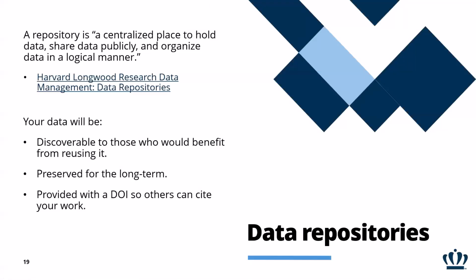One aspect of data sharing is making the data associated with your research project articles publicly accessible. It's best practice to use what's called a data repository to deposit your data. That's a centralized place that holds data, shares the data publicly, and also organizes that data in a logical manner. Using an established repository is going to ensure that your data are deposited within an infrastructure that's going to preserve your data for the long term. It's going to make it accessible, discoverable, and also easily citable so others can cite your work.